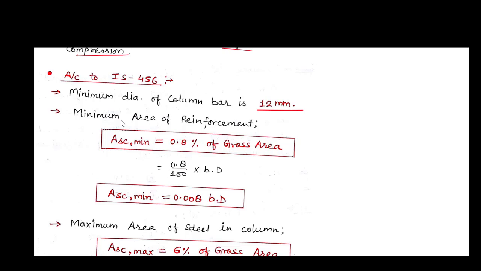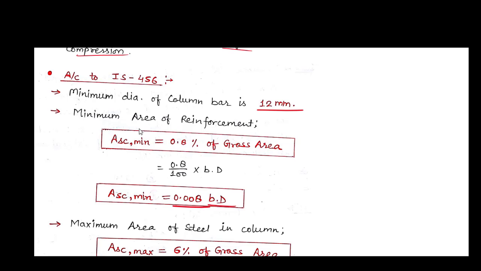Here ASC is the area of steel in compression, because it is the steel which is facing the compression part. So ASC minimum is 0.8% of gross area. It is very important to remember that the minimum area of reinforcement provided in a column is 0.8% of the gross area. So it becomes 0.008 BD. Here B into D is the cross-section area.